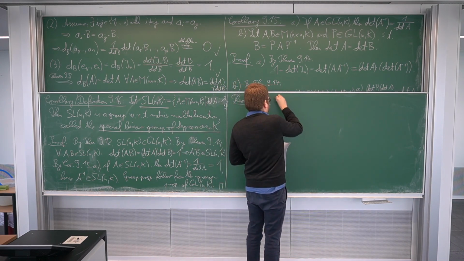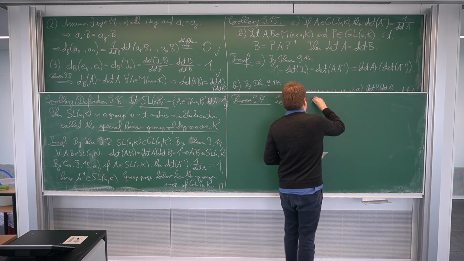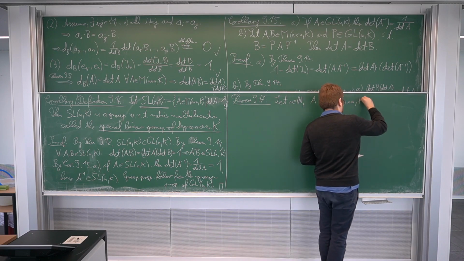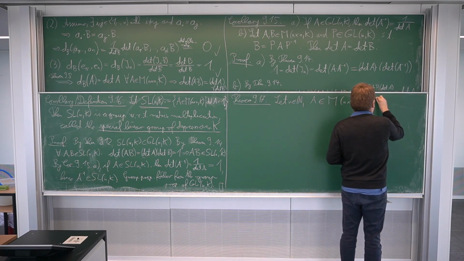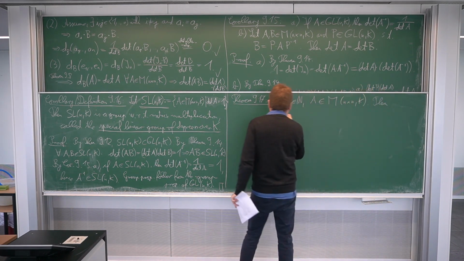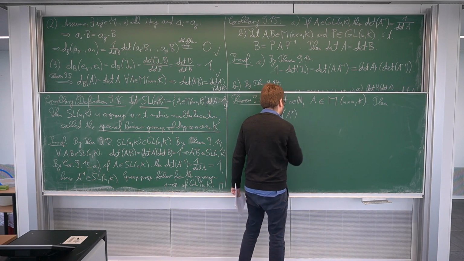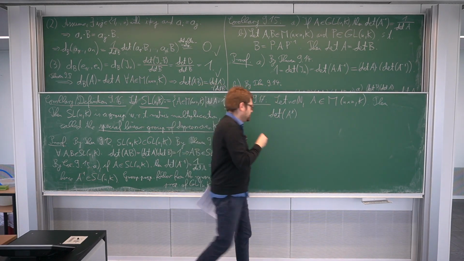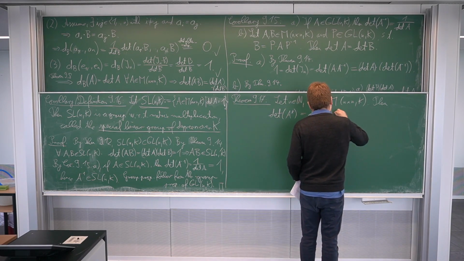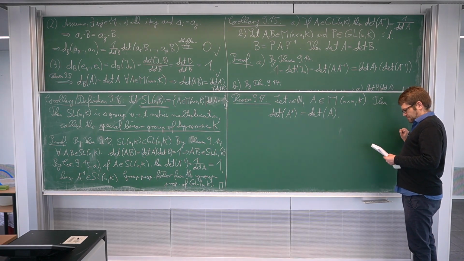The following: let n be in N and A be an n by n matrix. Then the determinant of the transpose of the matrix, that of A^T, is simply again the same as the determinant of A. So transposition doesn't change the determinant at all.